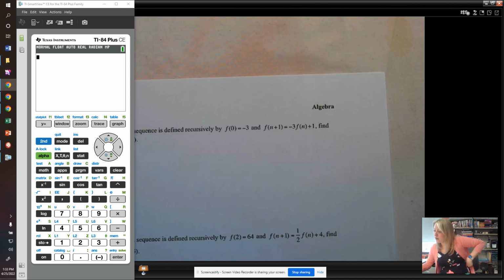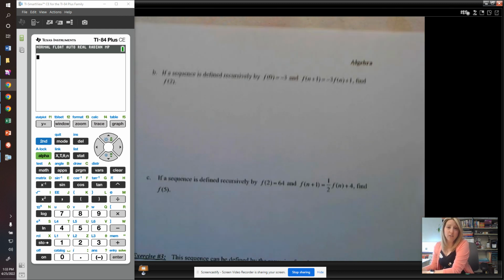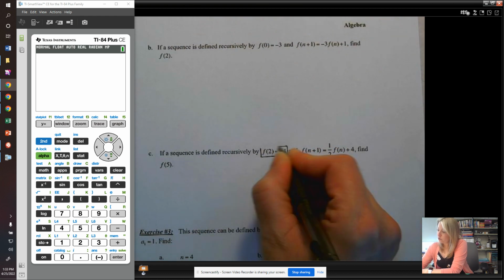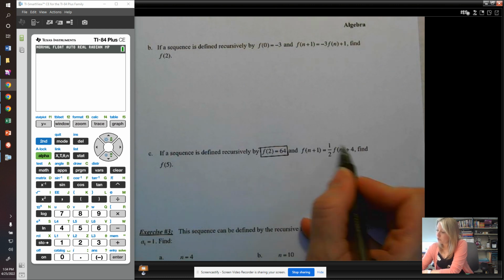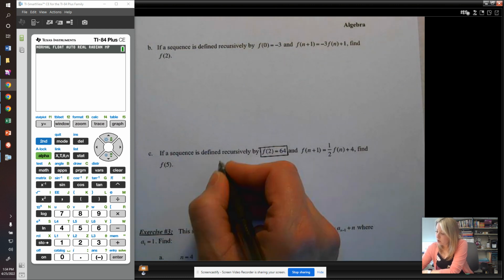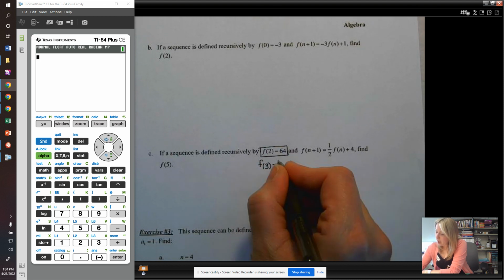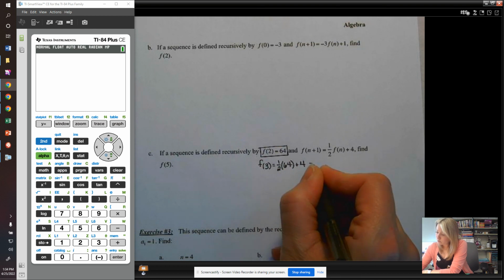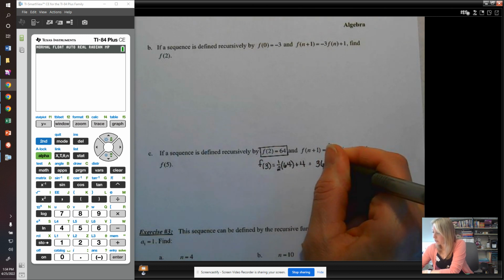All right, let's do one more together and then have you try one. How about I'll have you try B and I'll do C. Let's do it that way. So I'm given f of 2 equals 64. So that's where I want to start. And then each subsequent term, we take half and add 4. So f of 3, I take half of the previous term and add 4. So 64 divided by 2, 32. 32 plus 4 is 36.